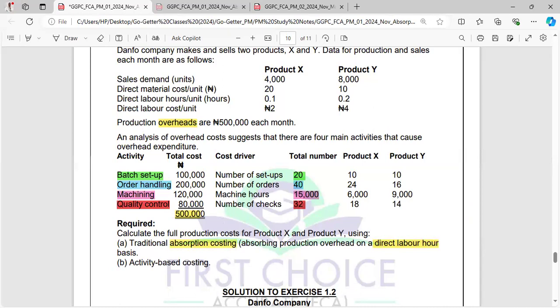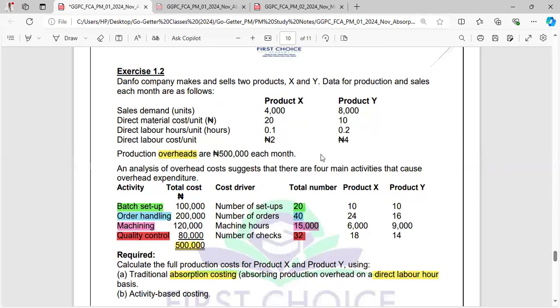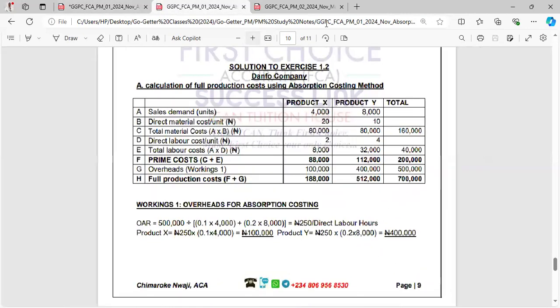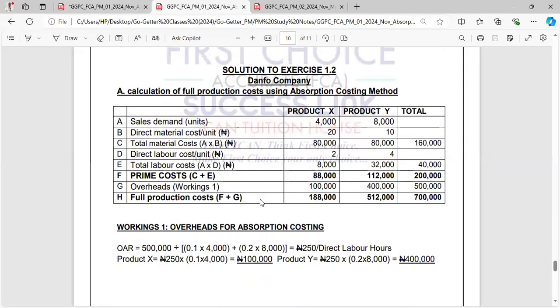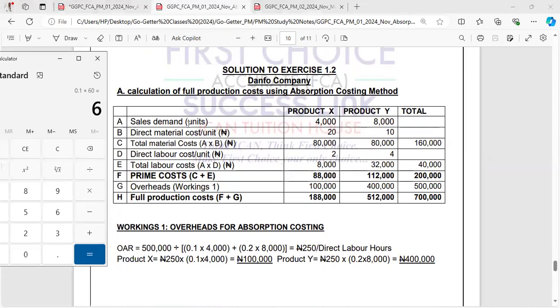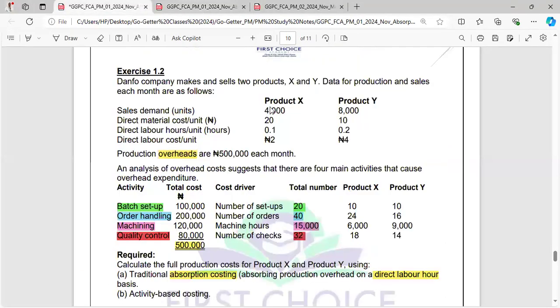So we've seen the question now. So let's get down to the solution. We have a prepared solution here. So we'll try to explain this solution. Now look at the A part of the question. The A part of this question, we have our sales units. In the question, we are given the sales unit already. We have 4,000 and we have 8,000, just the way it was given to us here.